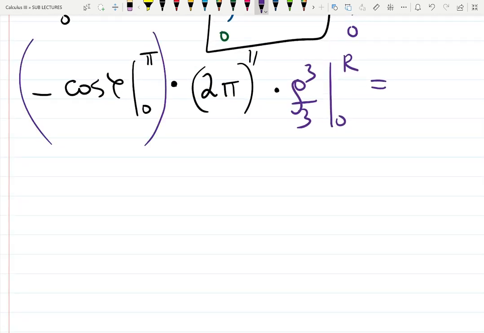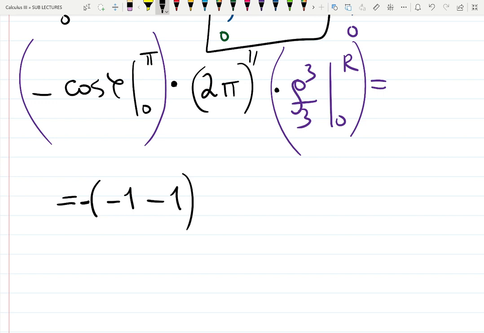So here's your 3 pieces. And then you calculate each. Cosine of pi is negative 1. So negative outside, negative 1. Cosine of 0 is 1, but minus, because minus cosine of 0, times 2 pi times r cubed over 3 minus 0.